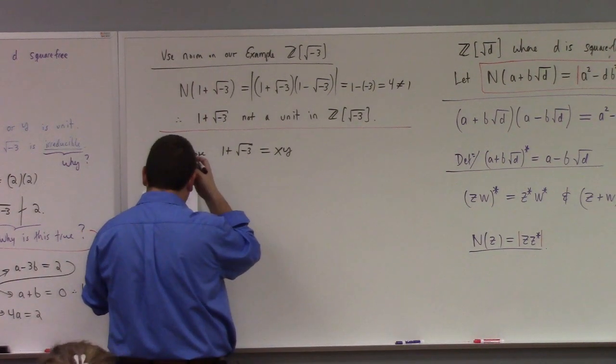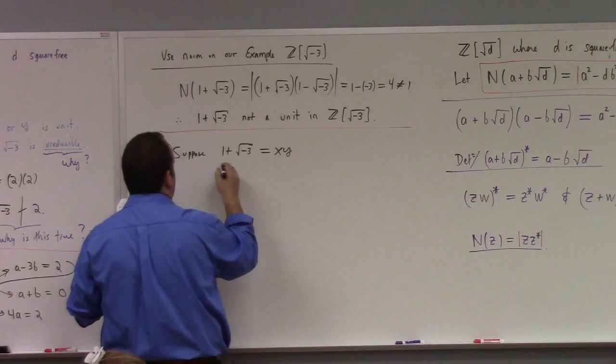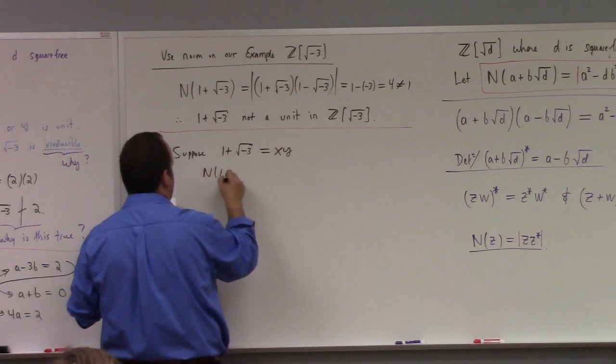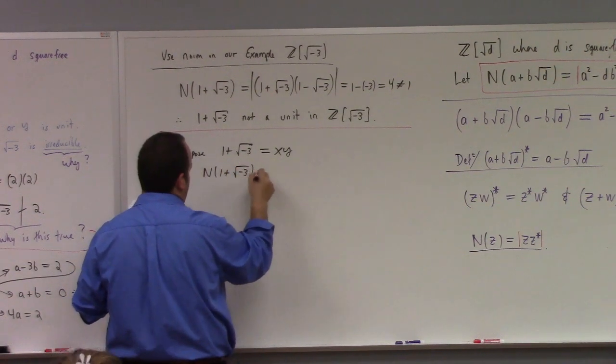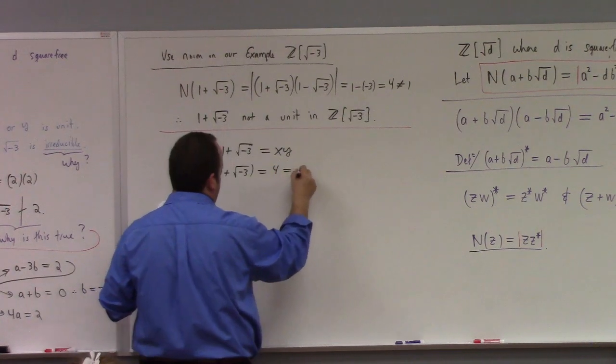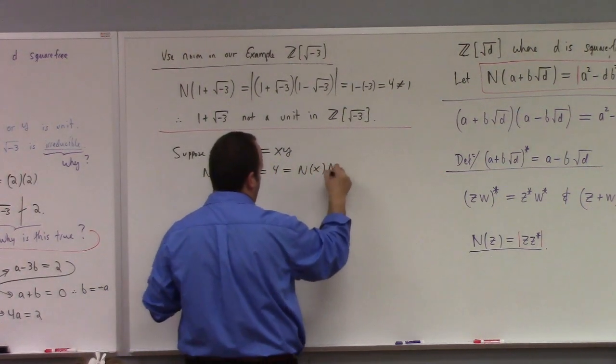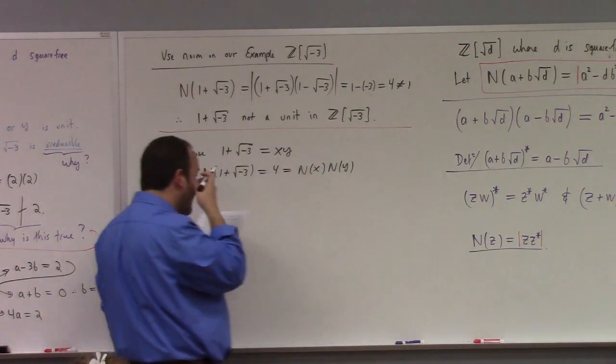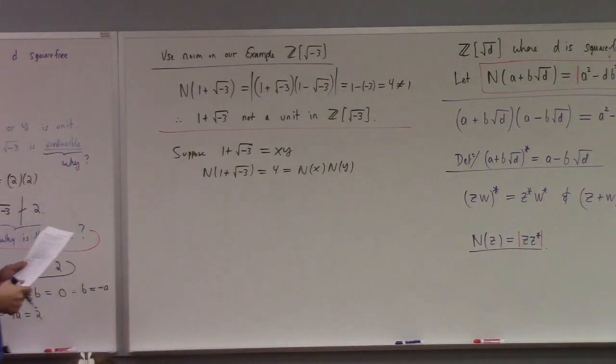So let's see here. The norm of 1 plus the square root of minus 3 is equal to 4, as we've just argued. That has to be equal to the norm of x times the norm of y, right? So then what?